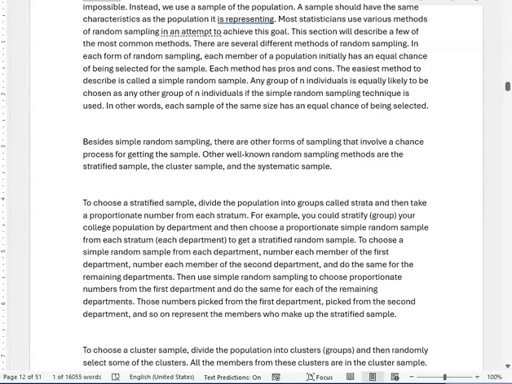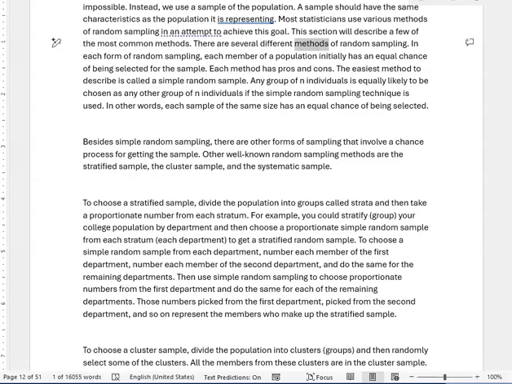Sampling. Gathering information about an entire population often costs too much or is virtually impossible. Instead, we use a sample of the population. A sample should have the same characteristics as the population it is representing. Most statisticians use various methods of random sampling in an attempt to achieve this goal. This section will describe a few of the most common methods.